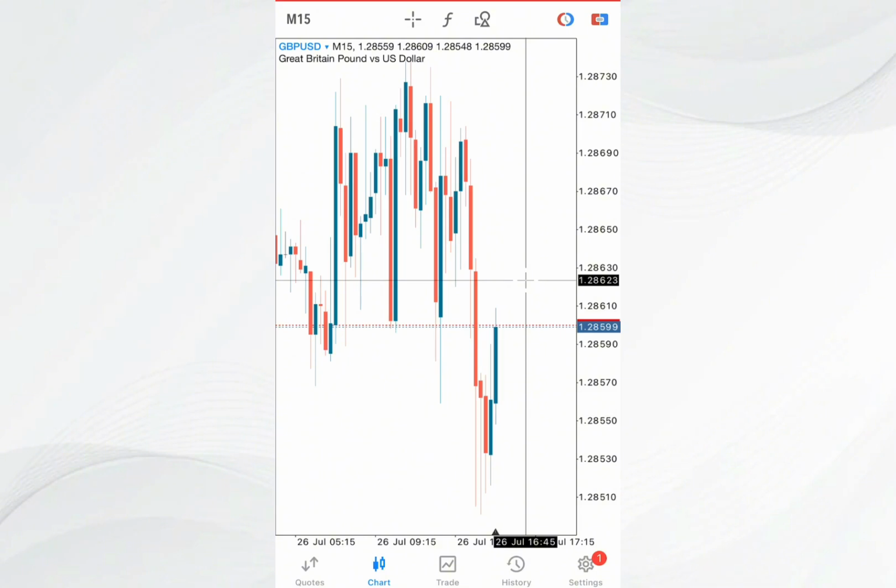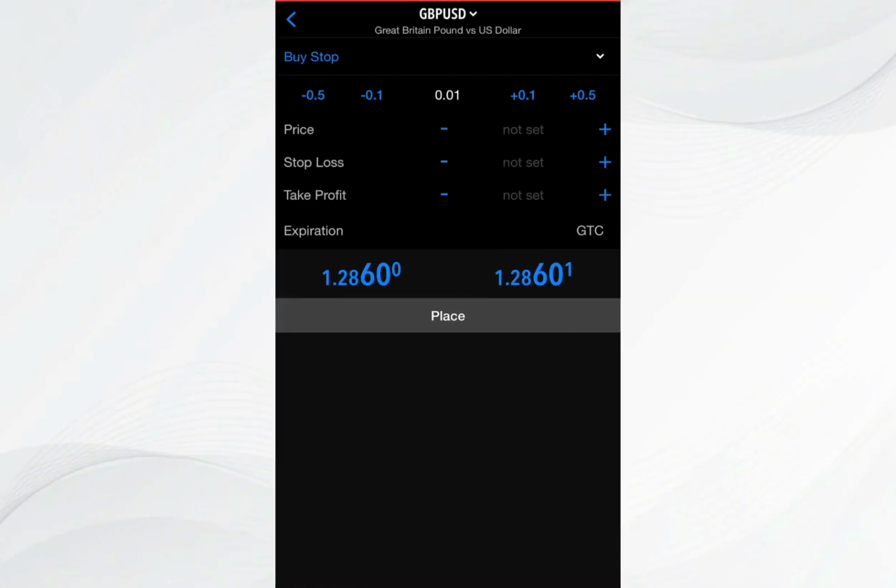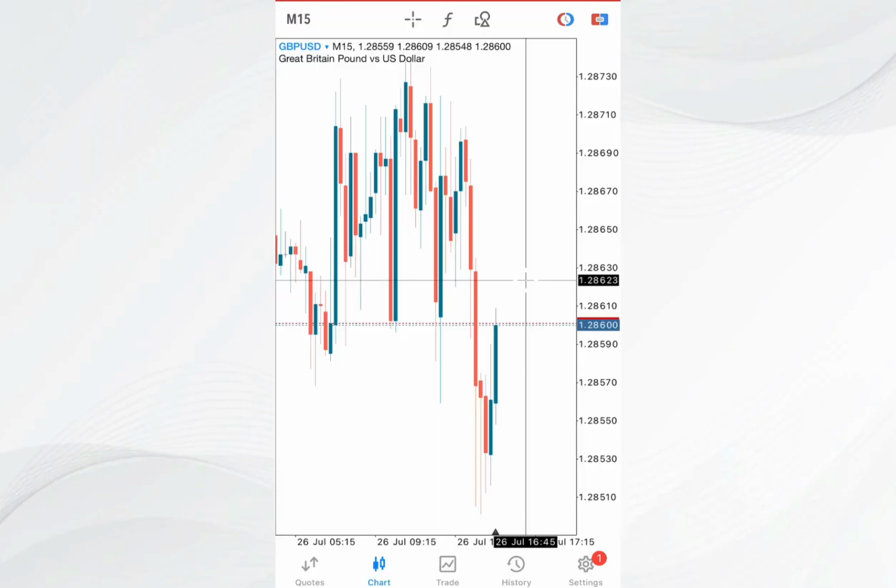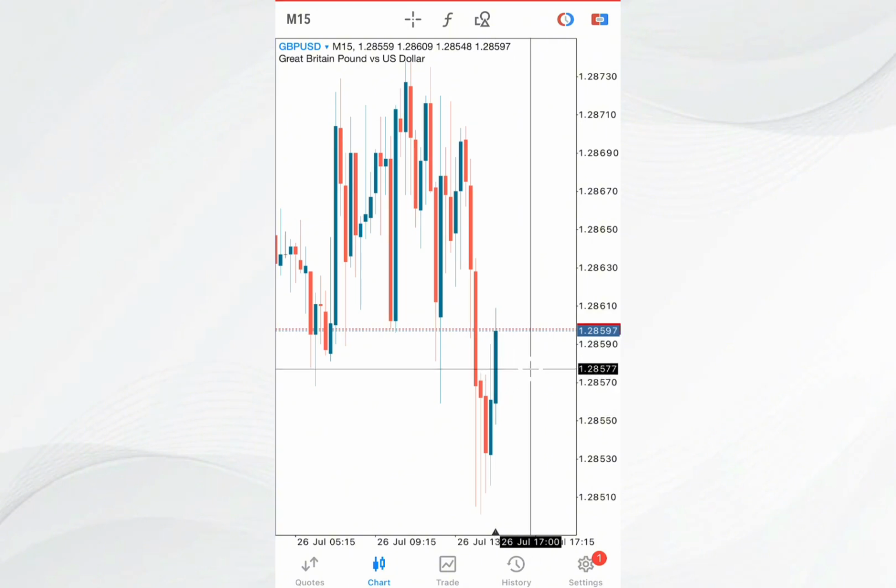Okay, so the same thing for the sell stop. You place it below the current market price. So the current market price here is 1.28599. So you place your sell stop below it, anywhere you want price to get to before you expect it to drop. So when price starts dropping to this side, now it gets to 1.28577, you're expecting it to keep going down and down and down.